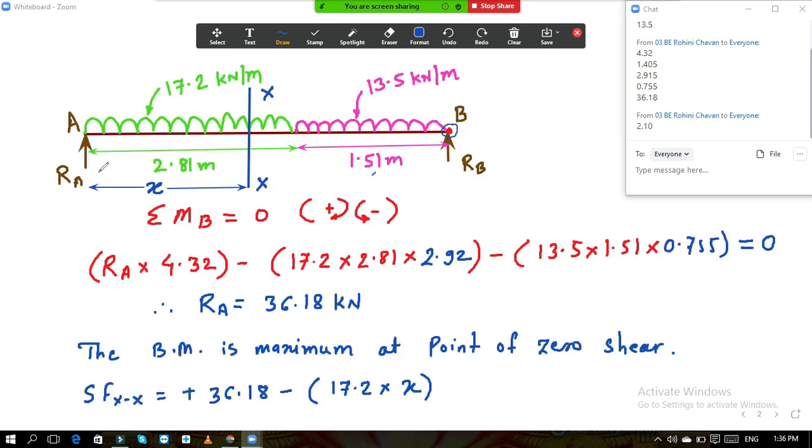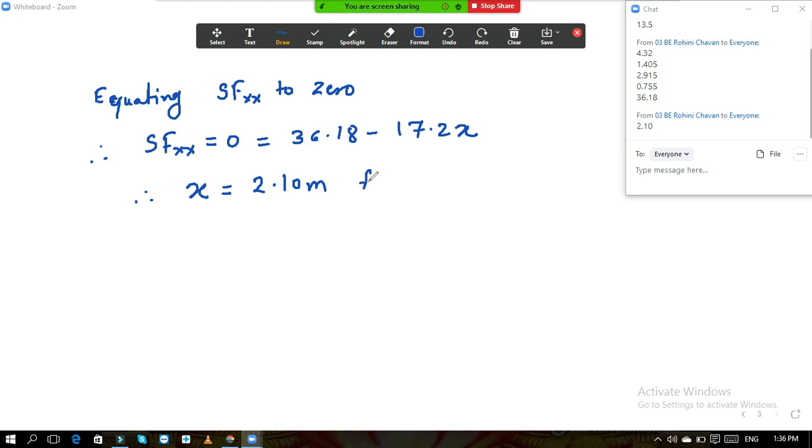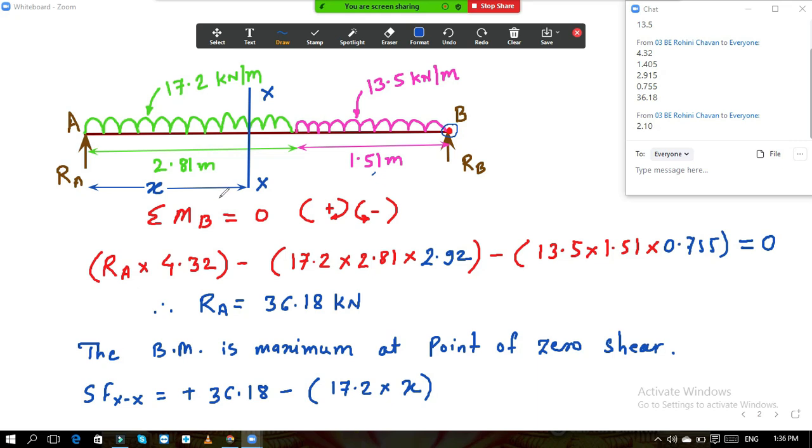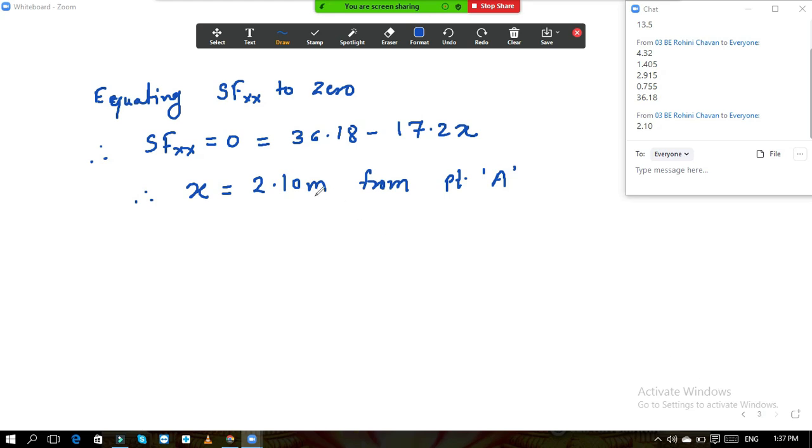From which point? It is from point A because we have measured the x from point A. So I will write here from point A. Now we will move back to our diagram. Now we want to calculate the maximum bending moment. Our maximum bending moment will be at a distance of 2.10 meters. I will draw a separate diagram for your better understanding. I will draw half of the diagram only.